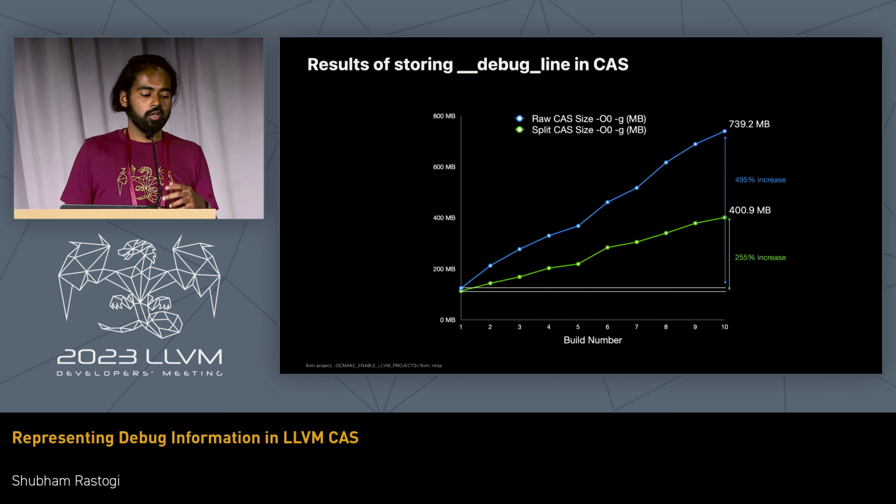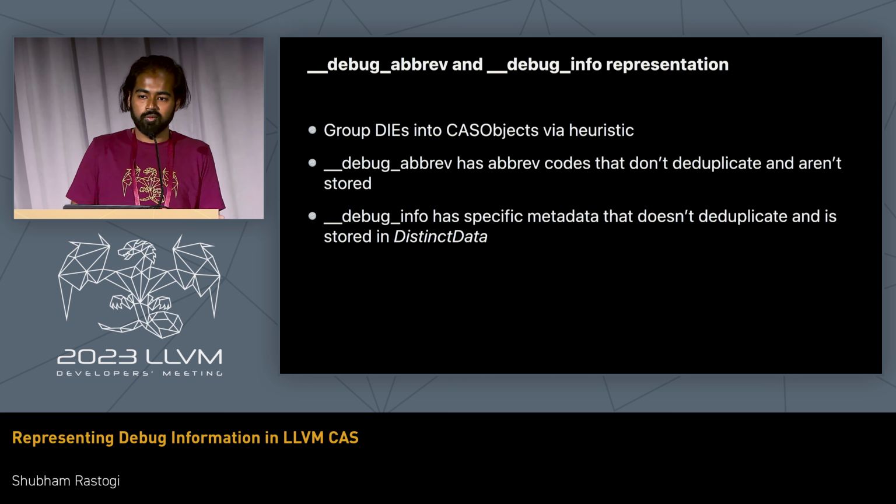The debug info section has some specific metadata that does not deduplicate, such as relocation addresses, string pointers, offsets to strings in the debug string section, which are not guaranteed to be the same, right? And so those need to be stored in a CAS object that does not deduplicate. So once again, we store it in a CAS object block that we call distinct data.